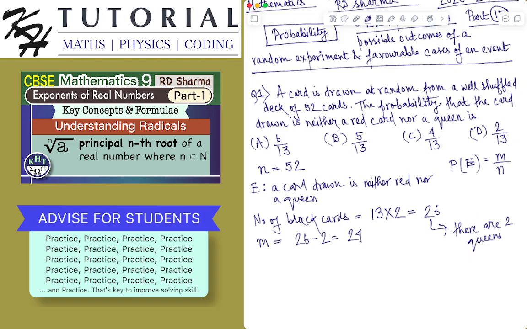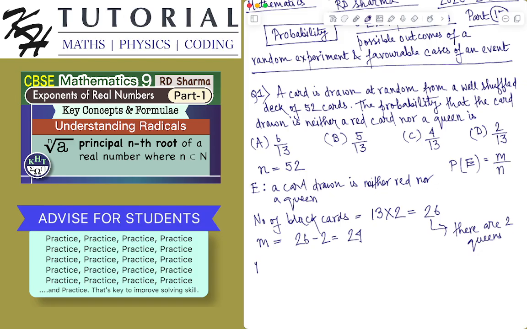26 is the total number of black cards, but out of these 26 black cards there are 2 queens, so we have to exclude those 2 queens. So 26 minus 2, 24, is the total number of cards that is favorable to the event, which says the card drawn is neither red nor queen.